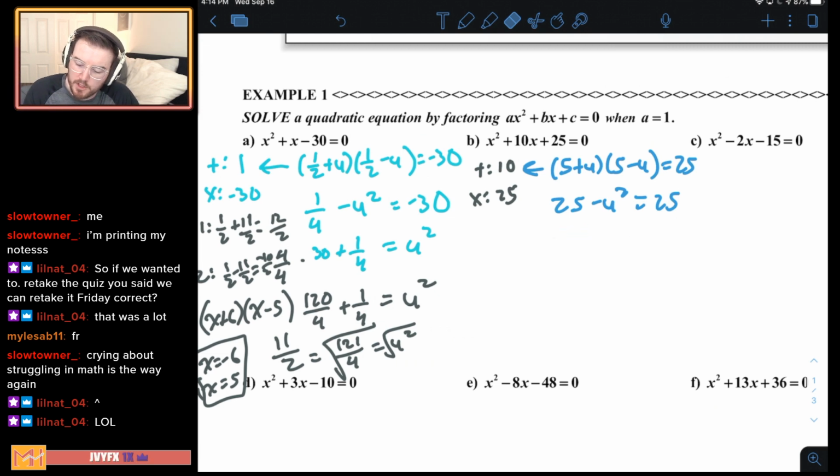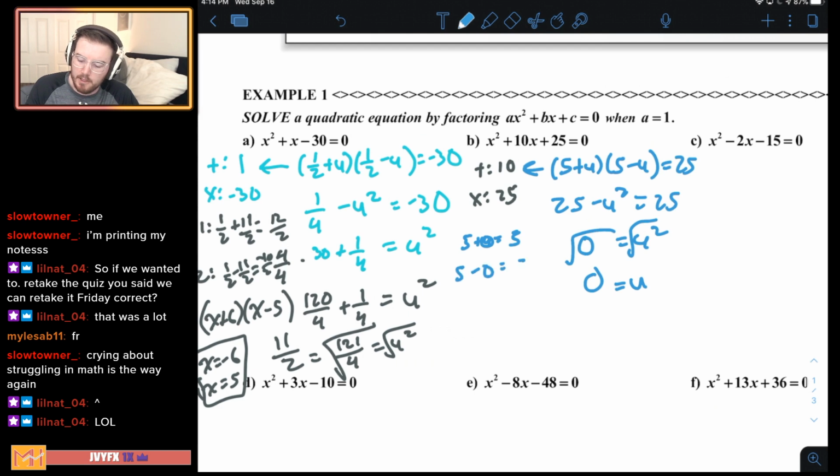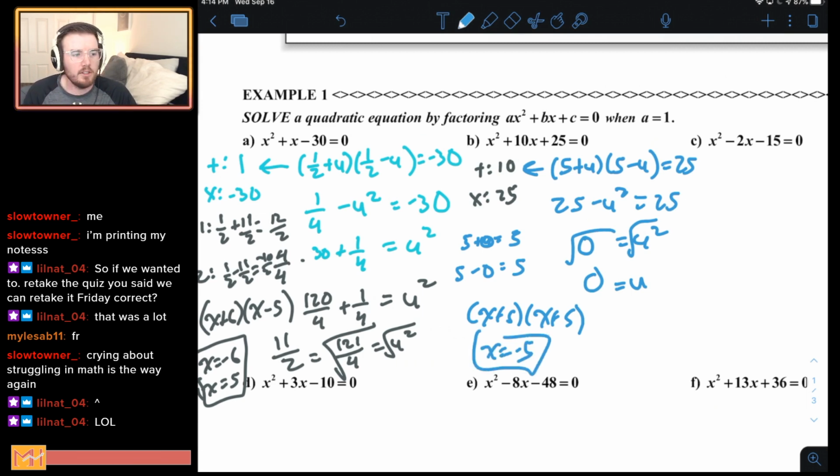Oh, this is kind of interesting. This one's kind of interesting, right? So I'm going to move the u squared over, and I'm going to subtract the 25, and I'm going to get 0 equals u squared, and I take the square root, u equals 0. Because 5 plus 0 gives me 5, and 5 minus 0 gives me 5. So my two factors are x plus 5, x plus 5. Huh. So the solution is x equals negative 5. That's actually kind of cool.